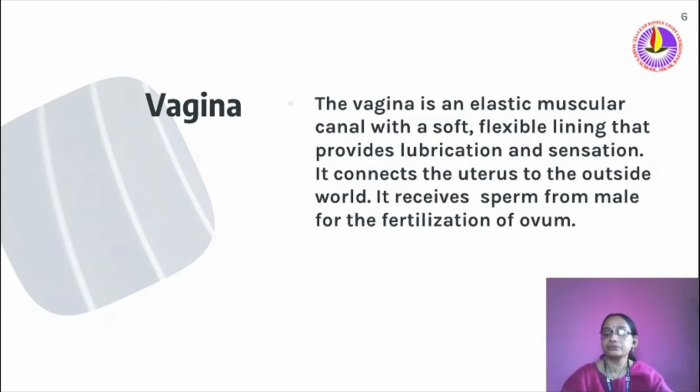Vagina. The vagina is a wide muscular tube which is connected with the uterus and opens to the outside, and it receives sperm from the male for the fertilization of the ova. That means this is the receiving chamber. The vagina is an elastic muscular canal with a soft, flexible lining that provides lubrication and sensation. It connects the uterus to the outside.